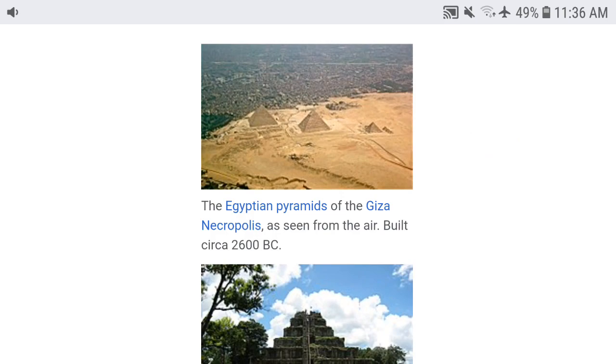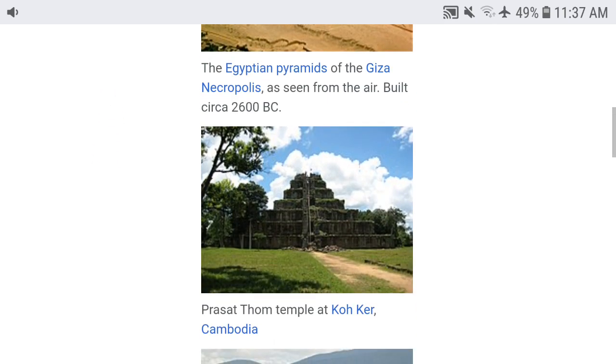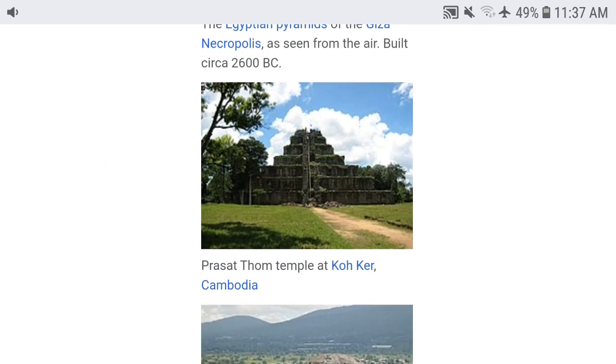Also, they used, I would say, smaller rocks, but they stacked them on top of each other, and it was constructed into some kind of building, right? So this resembles a building or structure. Well, Stonehenge is probably not finished, so you can only see that it kind of looks like some kind of altar or something like that, right? But anyway, and then this is Prasat Thom temple at Koh Ker, Cambodia.